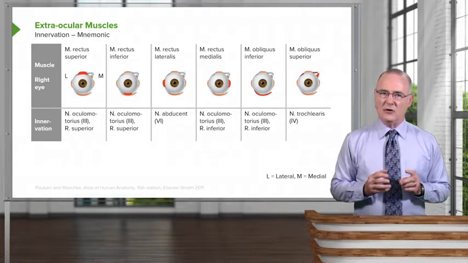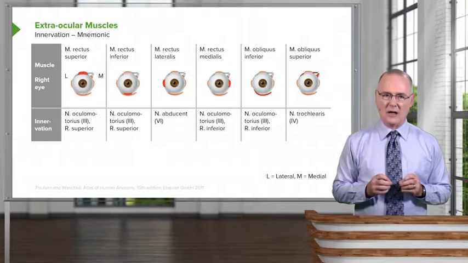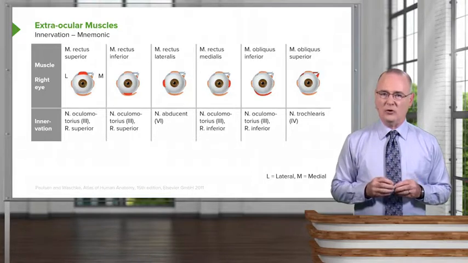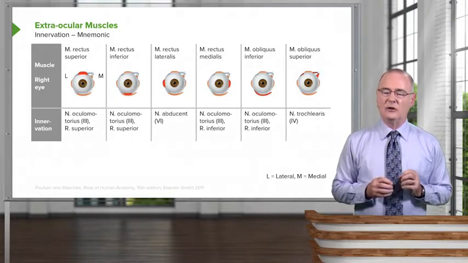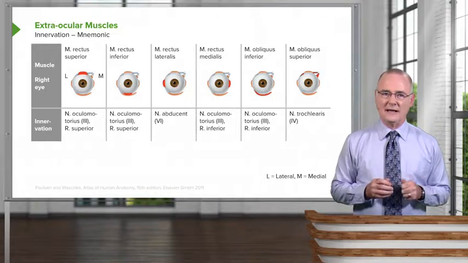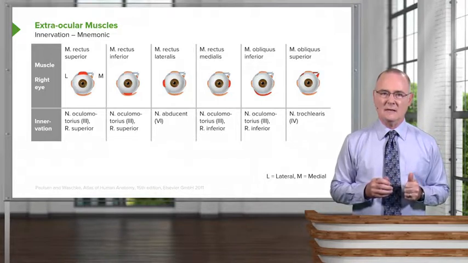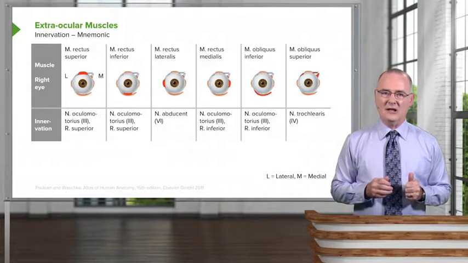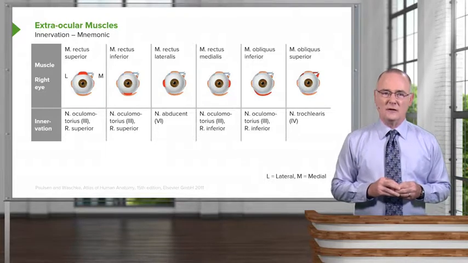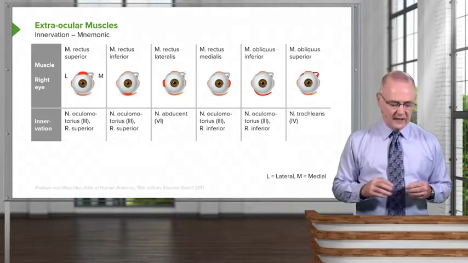The 3 cranial nerves that innervate these extraocular muscles will be oculomotor, abducent, and the trochlear nerve. So we're looking at cranial nerves 3 for oculomotor, 4 for trochlear, and then 6 for the abducent. The oculomotor bears the brunt of this innervation, as we'll see.